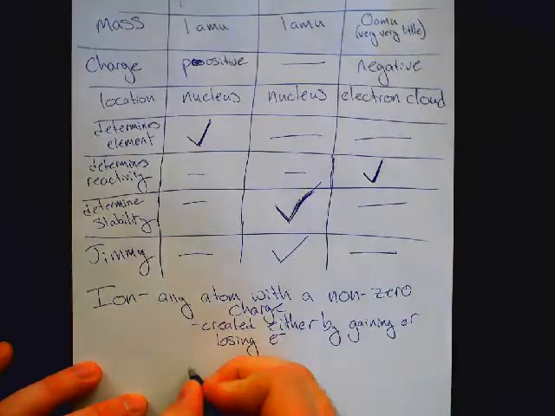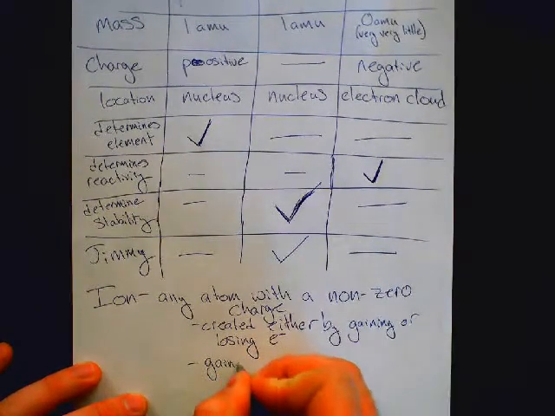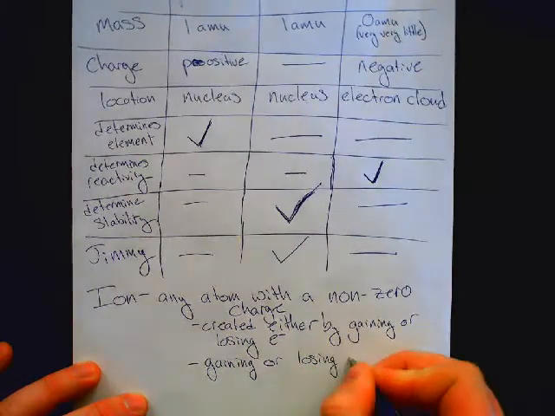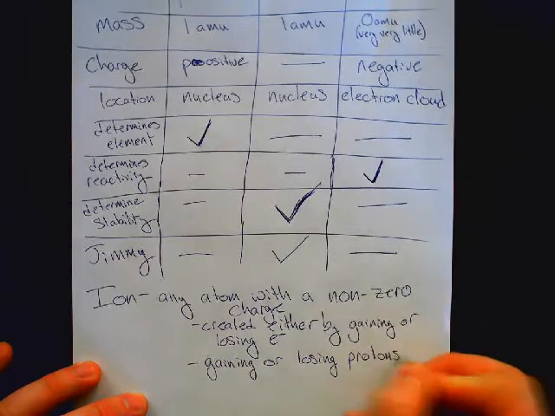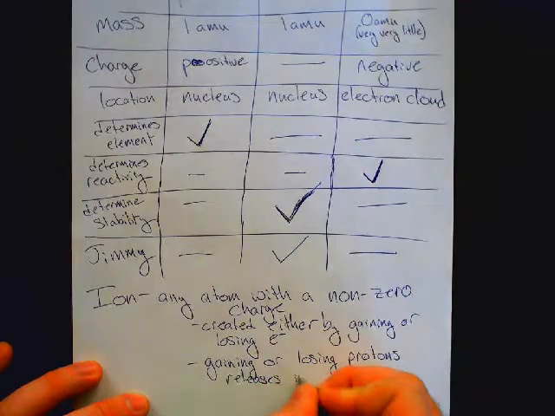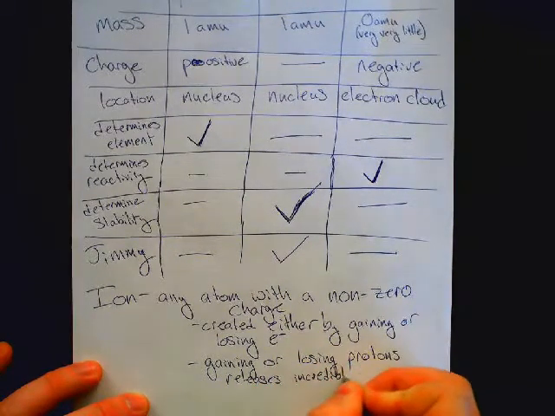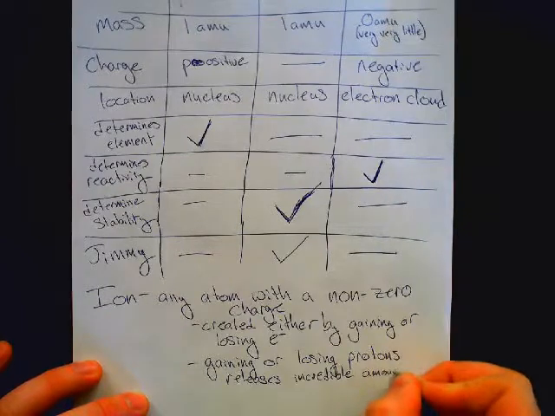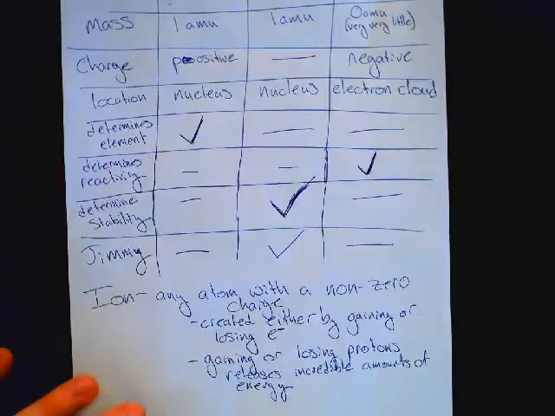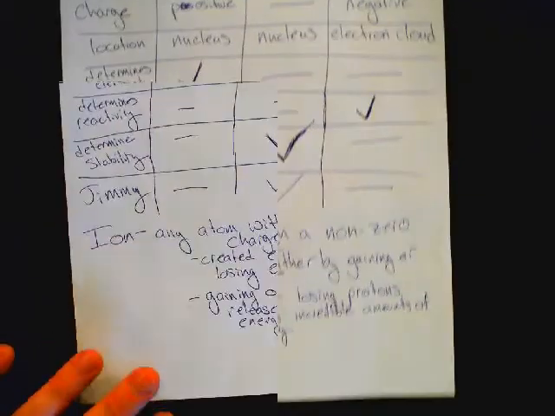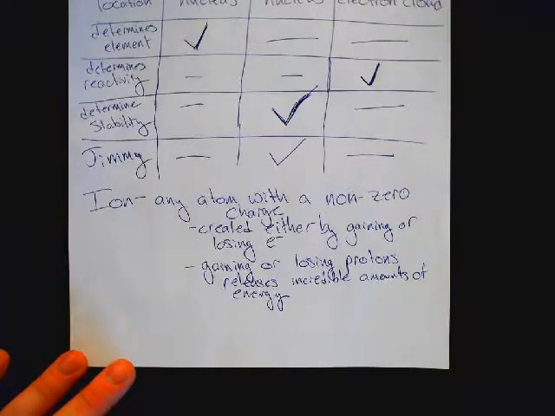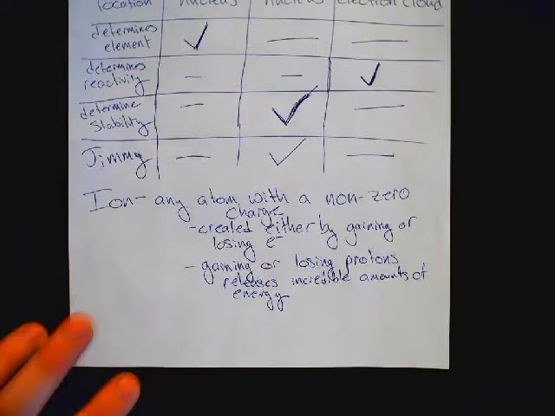So gaining or losing protons releases incredible amounts of energy. All right, so we can only create ions by gaining or losing electrons because the other option is way too dangerous. Okay? Next one on our list.